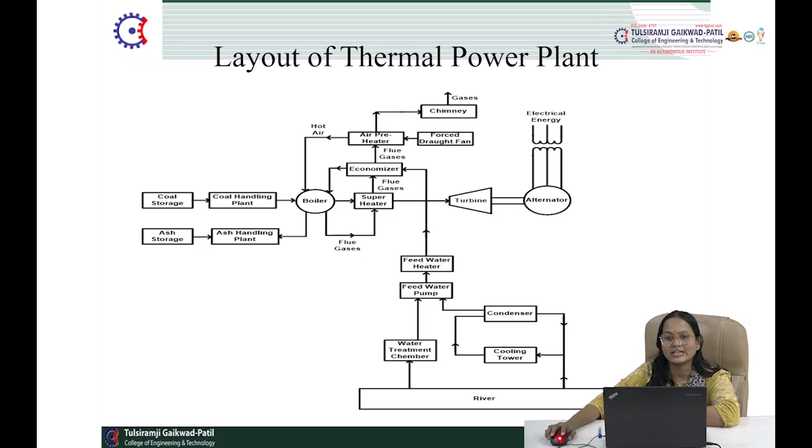So in this way, that is the working of the thermal power plant. In the next lecture we will see the water treatment process.